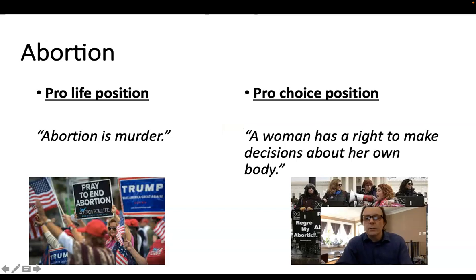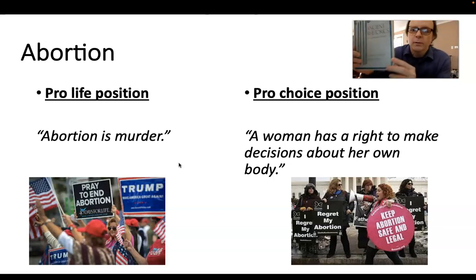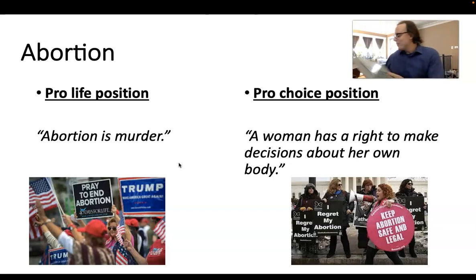So this is obviously a very controversial topic, abortion. We just had Roe versus Wade overturned. Usually in this, there are two clear positions: a pro-choice and a pro-life position. And to put it very bluntly, and I'm borrowing this from a textbook, because I have to cite my sources, right? Ancient Rhetorics for Contemporary Students. In that textbook, they basically say the pro-life position is that abortion is murder. And the pro-choice position is saying a woman has a right to make decisions about her own body.